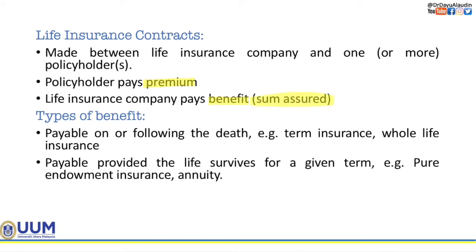There are types of benefit. For example, payable on or following the death, like term insurance or whole life insurance. The details we will look at later. And payable provided the life survives for a given term, for example, pure endowment or annuity, meaning that the life insurance company will pay benefit as long as the insured survives.